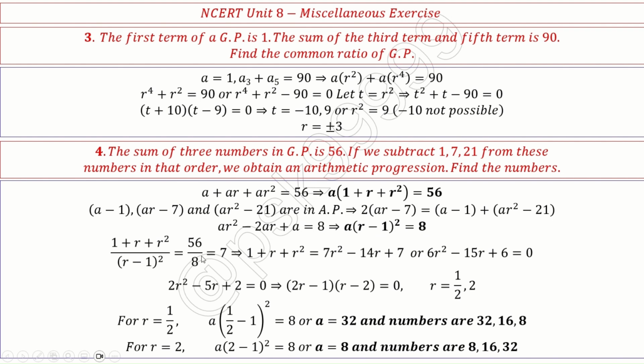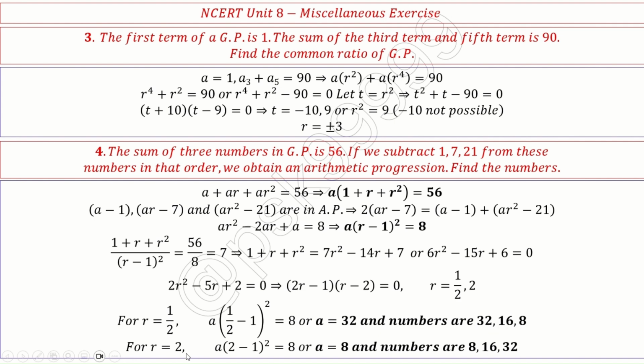If I divide both of them, I will get 56 by 8, which is 7, for this one. Now I take the common terms to one side and simplify. I will get a quadratic equation, which is 2r square minus 5r plus 2 equal to 0, which is 2r minus 1 into r minus 2 equal to 0, or r equal to half and 2. Now once I know r is half, I can find out what is my a, correct? So for r equal to half, a is 32 and the numbers are 32, 16 and 8.